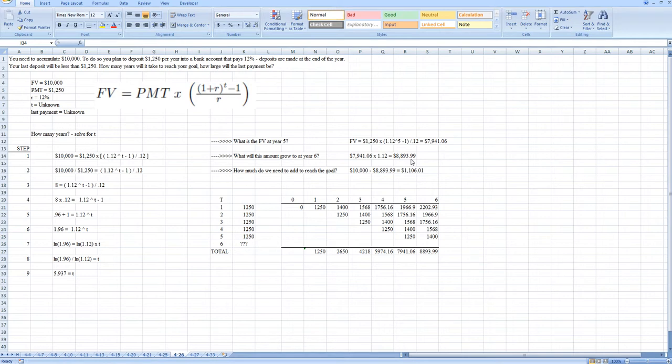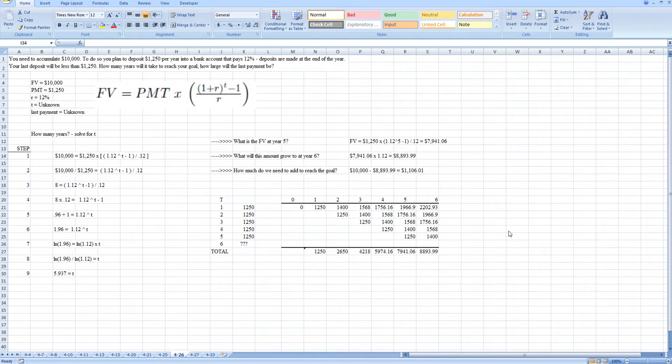So what this tells us then, to get to $10,000, we need to add a final payment to this amount so that we reach our goal of 10,000. From here, the math is fairly straightforward. We have our 10,000. We subtract how much we've saved up to the end of year 6, that $8,893.99, and we find that we need to make a final deposit of $1,106.01 to reach our goal.